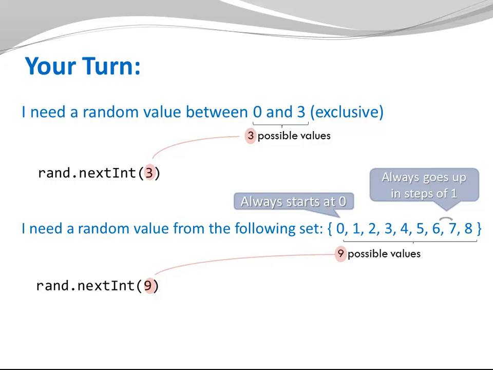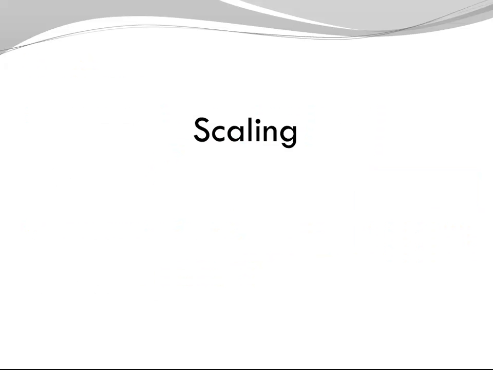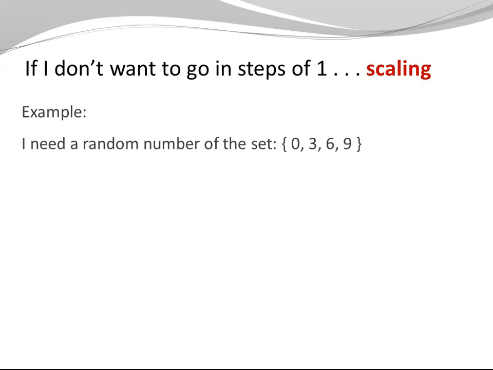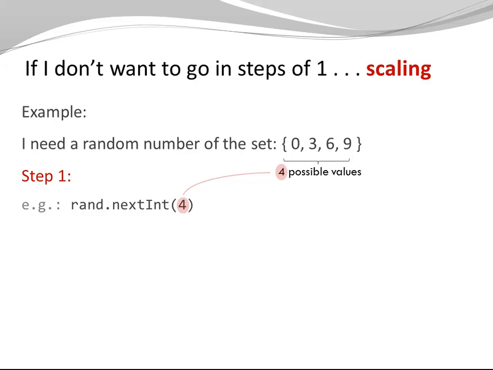Now what happens if I don't want to go in steps of 1, but in a different step size? That's where scaling comes in. Let's look at an example. Let's say I need a random number of the set 0, 3, 6, and 9. Step 1, I'm checking my number of possible values. I have 4 possible values, and I'm going to call random nextInt of 4. This is going to return one of the random numbers 0, 1, 2, or 3.